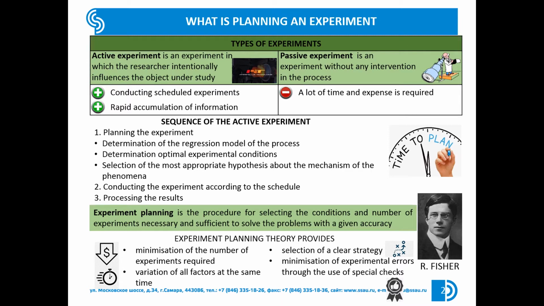Thus, experiment planning is a procedure for selecting the conditions and number of experiments necessary and sufficient to solve the problems with a given accuracy. The use of experiment planning theory ensures minimization of the number of experiments required, variation of all factors at the same time, selection of a clear strategy, and minimization of experimental errors through the use of special checks.